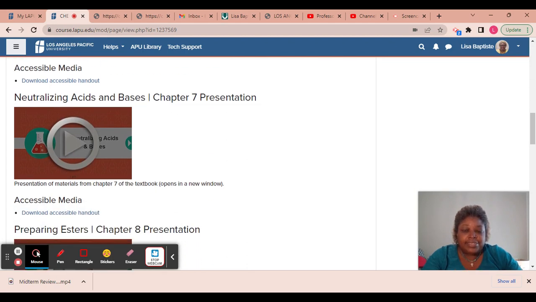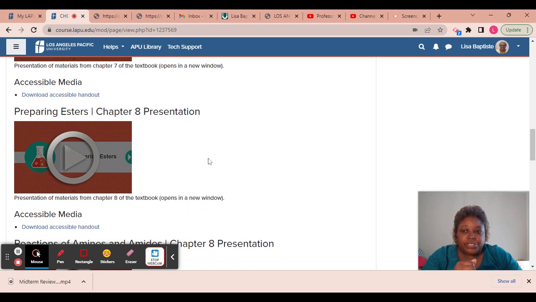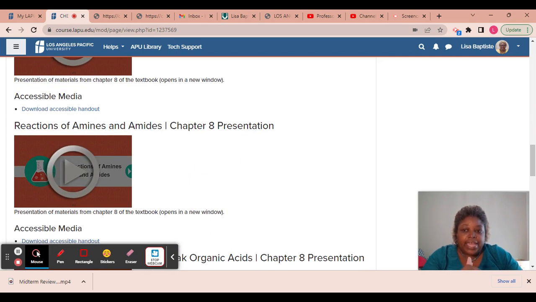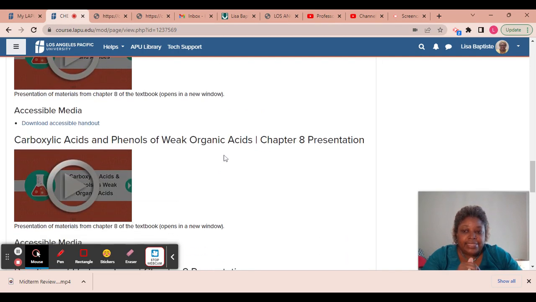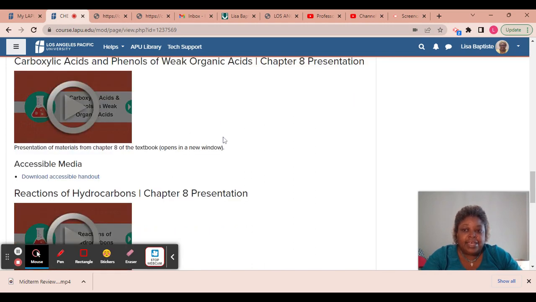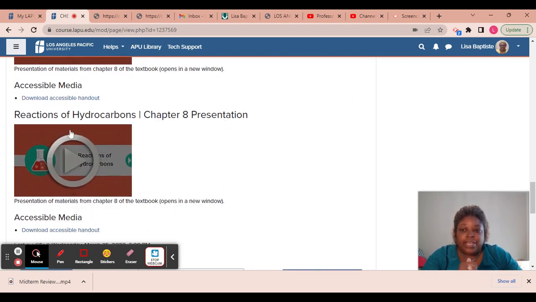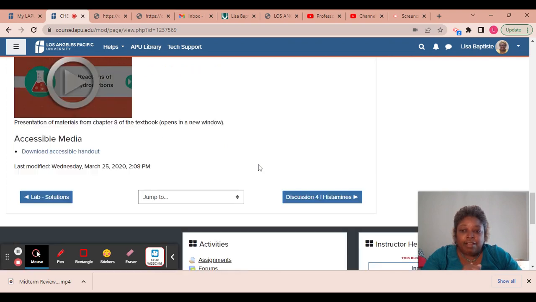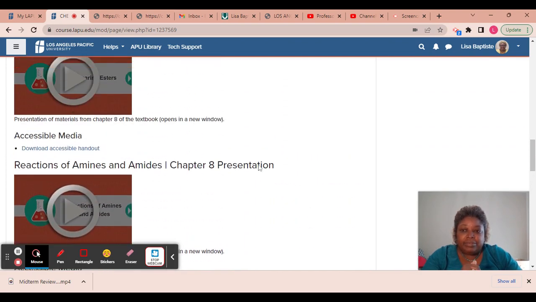Neutralizing acids and bases, that's still dealing with general chemistry. Preparing esters, we're back to organic chemistry. And the reactions of amines and amides, that's organic chemistry as well. Carboxylic acids and phenols as weak organic acids, that would be organic chemistry. Reactions of hydrocarbons, that would be organic chemistry.